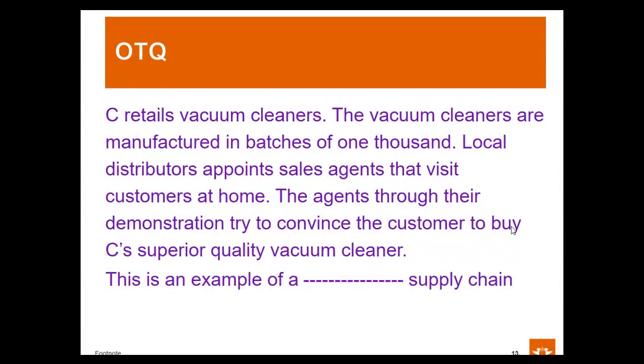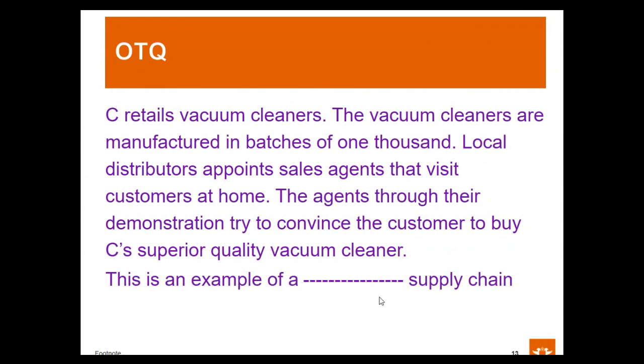Let's look at the other one. C retails vacuum cleaners. The vacuum cleaners of 1,000. Local distributors appoint sales agents that visit customers at home. The agents, through the demonstration, try to convince the customer to buy C's superior quality vacuum cleaner.